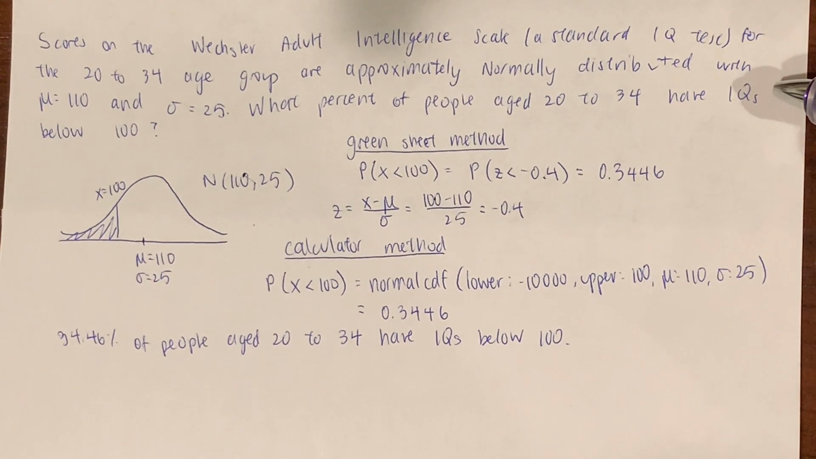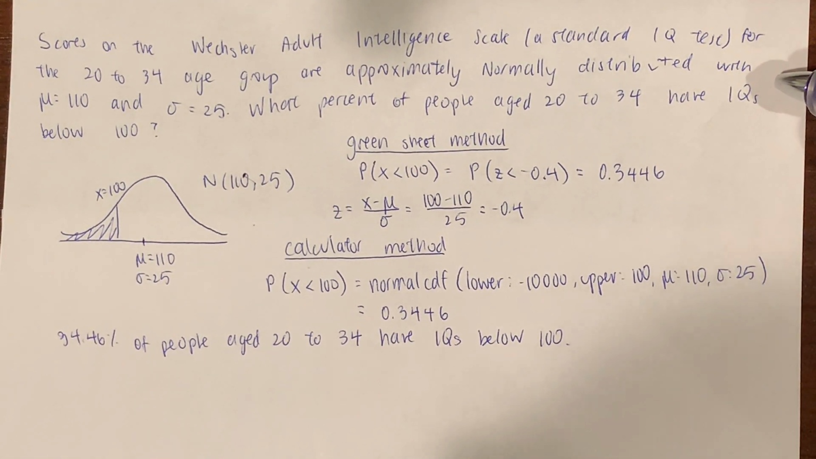The question reads, scores on the Wechsler Adult Intelligence Scale, a standard IQ test for the 20 to 34 age group, are approximately normally distributed, with the mean at 100 and the standard deviation at 25. What percent of people aged 20 to 34 have IQs below 100? And so we know that we want to use a normal distribution to solve this question.